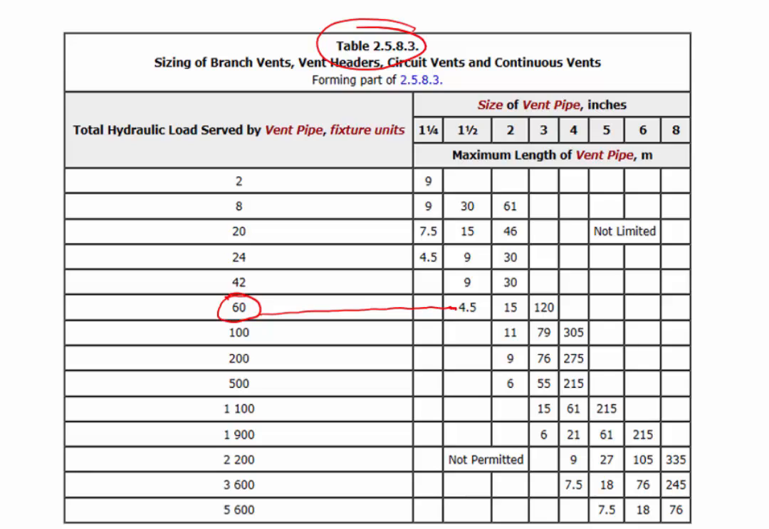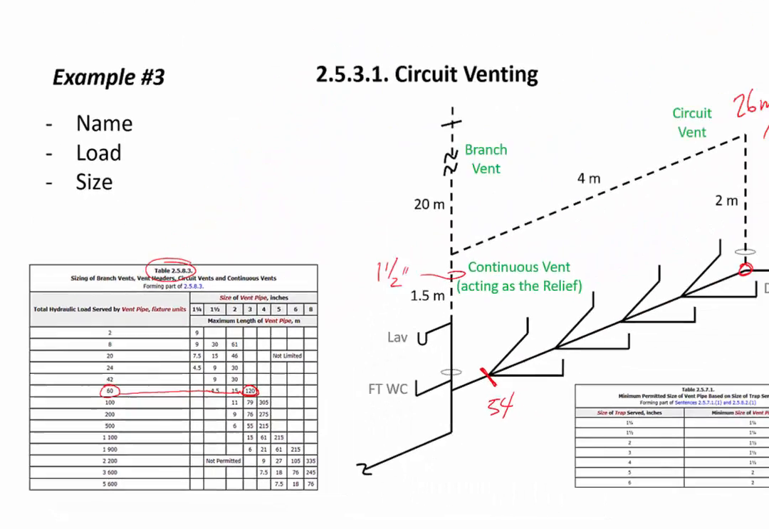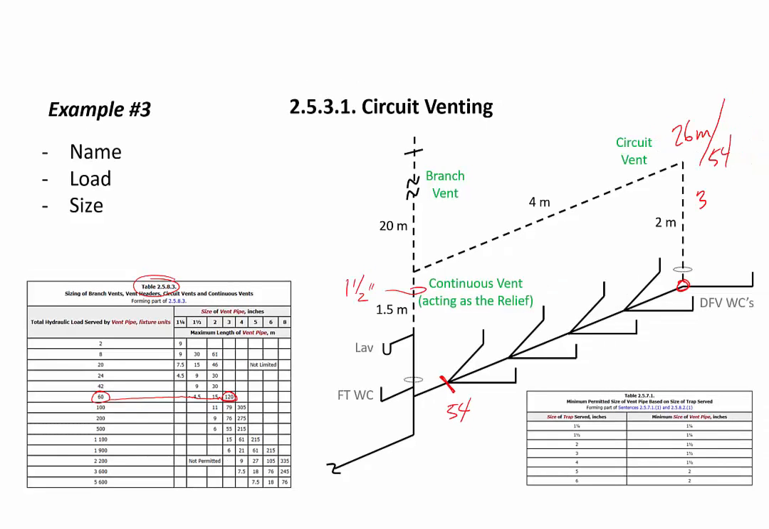For lengths up to 15 meters, we could have been 2 inch. We're exceeding that, but we're not exceeding 120 meters, so that'll need to be 3 inch. At least that size all the way to open air so that we don't have a non-compliant reduction in our venting sizes. Okay, so we've got that based on length and load, it's 3 inch. Definitely going to satisfy table 2571 as well.